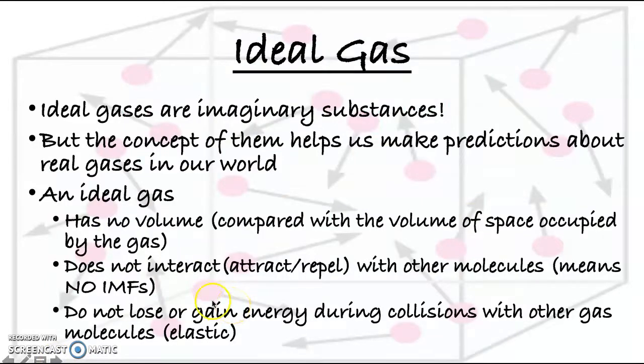All right, so what is an ideal gas? First off, they're imaginary substances, but just the idea of them, the concept of them, helps us make predictions about what real gases do in our real world, okay? So an ideal gas is assumed to have no volume compared with the volume of the space that is occupied by the gas. They do not interact, so they're not attracting or repelling any other molecules, so that means there's no IMFs at play. And they do not lose or gain energy during collisions with other gas molecules or even with the sides of the container. So we're assuming elastic collisions here.